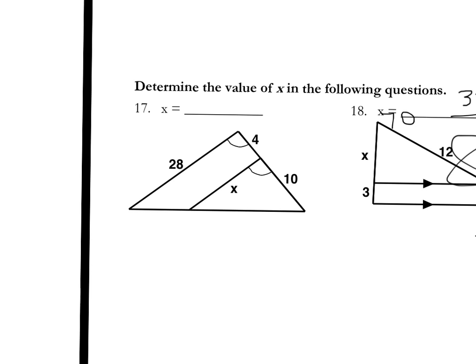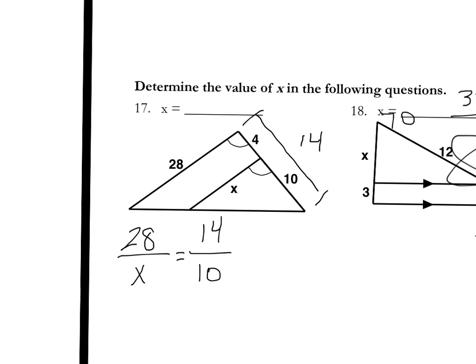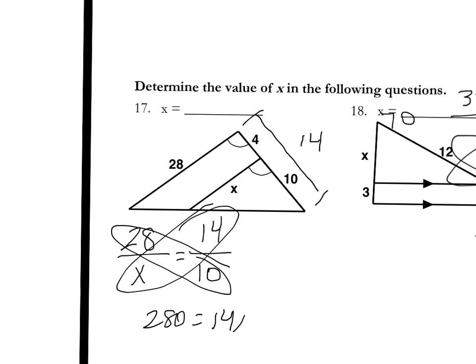Determine the value of x in the following questions. Okay, here we go. Big triangle to small triangle equals big triangle to small triangle. If you notice, 4 is not an entire side of the big triangle, so I need to actually find the entire side of the big triangle, in this case 14. So now my proportion is big triangle, which is 28, to its corresponding side x of the small triangle, and big side of the big triangle 14 over its corresponding side 10. Cross multiply. 280 equals 14x. Divide 280 by 14, and we get 20.